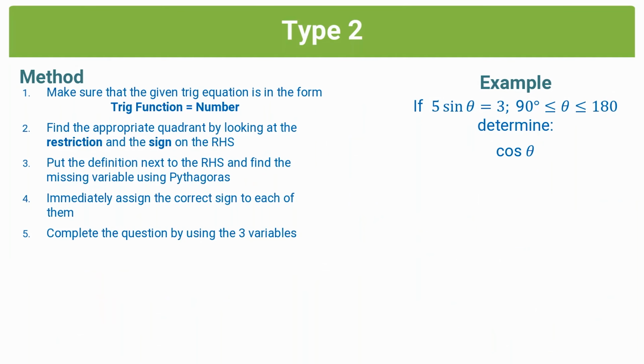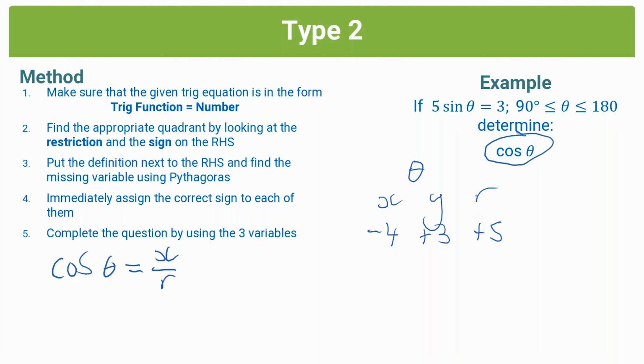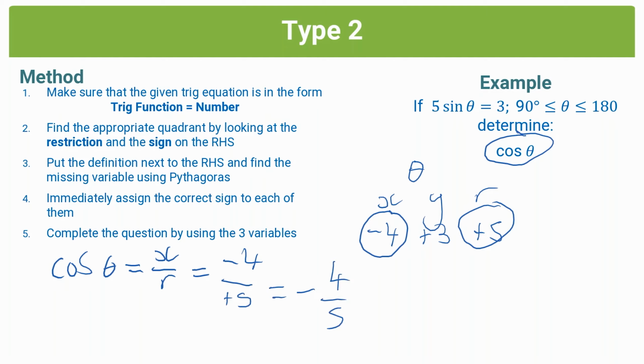So I'm just going to erase all this here. And we can say for theta, our x, y, and r are the following. We've calculated x to be negative 4. Our y is positive 3, and our r is positive 5. So now we can use this to solve for cos theta because we know that the definition of cos is x over r. So we come back here and see that x is minus 4, r is positive 5. We immediately substitute those in, right? And our final answer is negative 4 over 5. So if 5 sine theta equals 3, cos theta will equal negative 4 over 5.